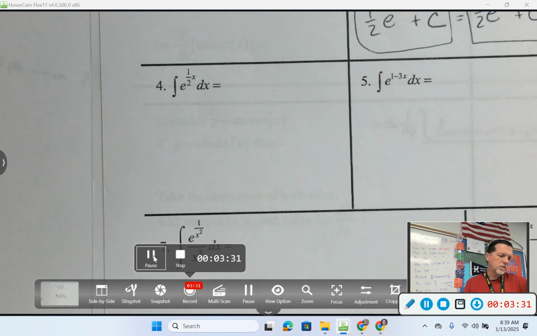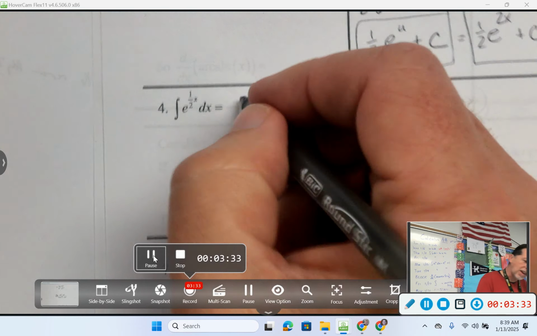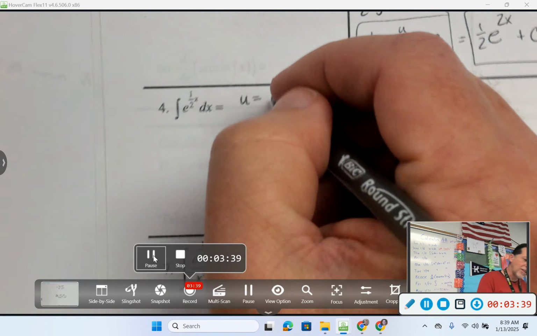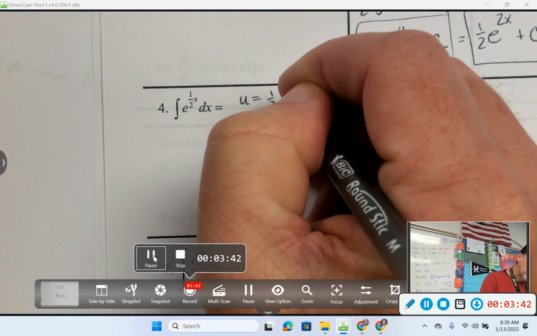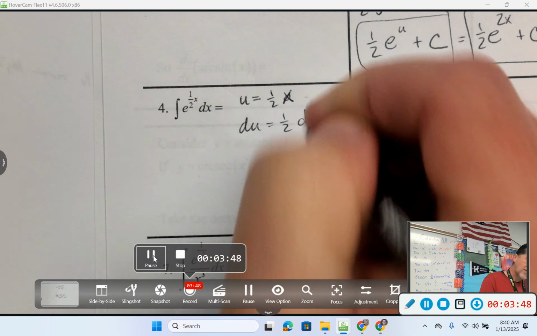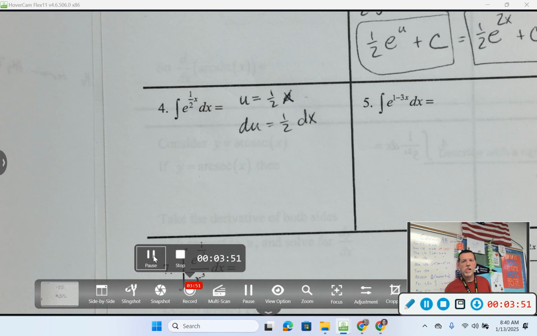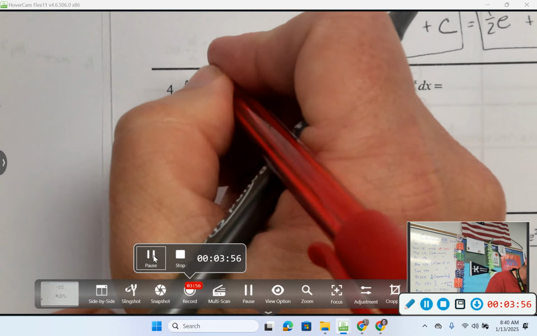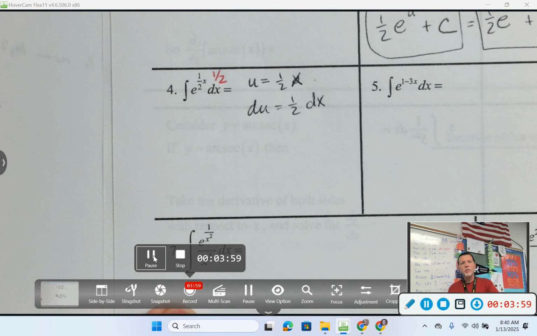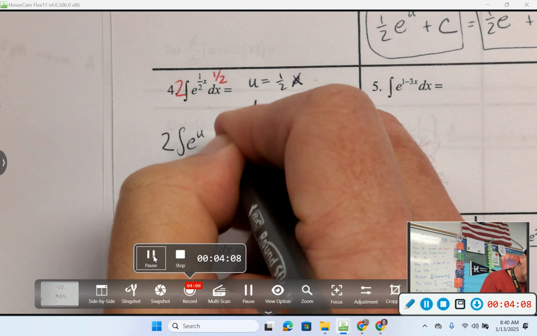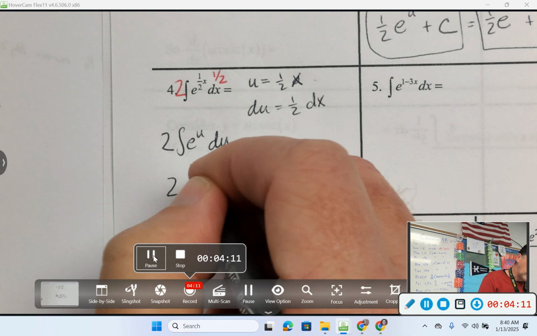Okay, number 4. Oh, it's a 1/2, but same type thing. I think I would show my work on this because it feels like it's a little bit different with the 1/2 out there. So 1/2 x du is 1/2 dx. So, okay, now I see how this is different. I need a 1/2 on the dx, which means what number goes out front? A 2. So 2 antiderivative e to the u du. 2 e to the u plus c.